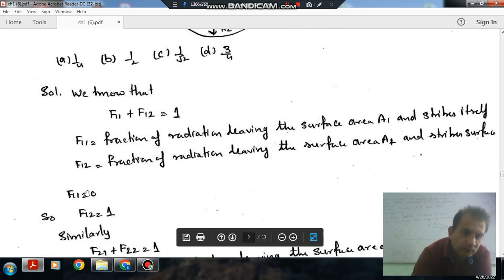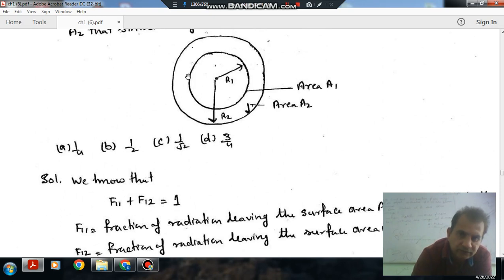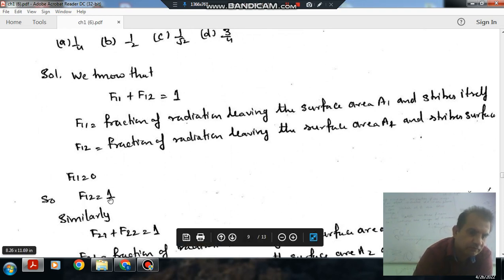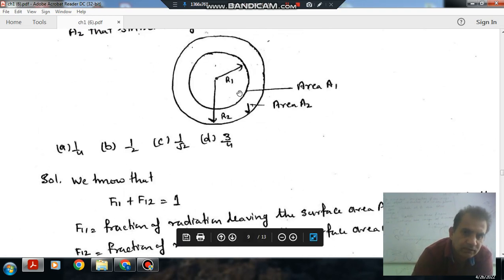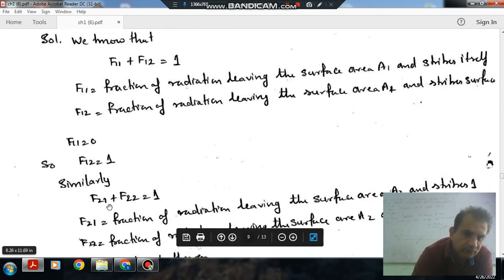Okay, as no radiation strikes itself because we are taking the outer surface of this area, radiation will go outward like this. As no radiation will strike itself, F11 will be 0, so F12 will be 1. Similarly, if we take this inner surface, radiation from this surface will strike inward, and for this F21 plus F22 can also be written as 1.